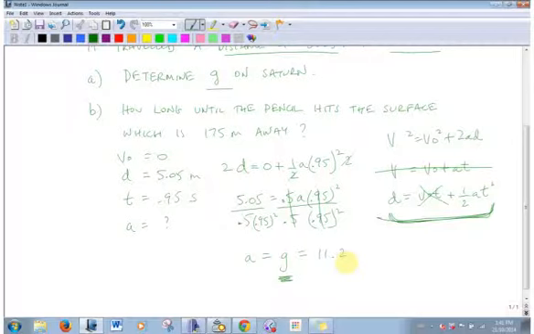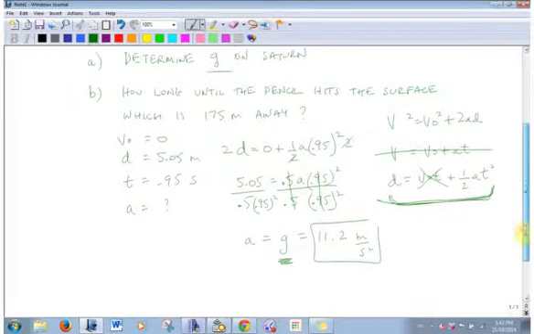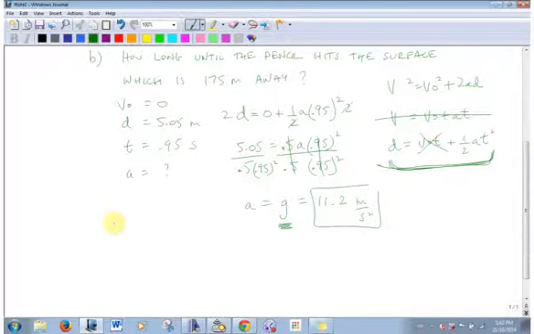What are the units here? Meters per second squared. That's an acceleration. That's g. Okay? So, looks good. That's g on Saturn. Part B: how long until the pencil hits the surface, which is 175 meters away? Different problem.